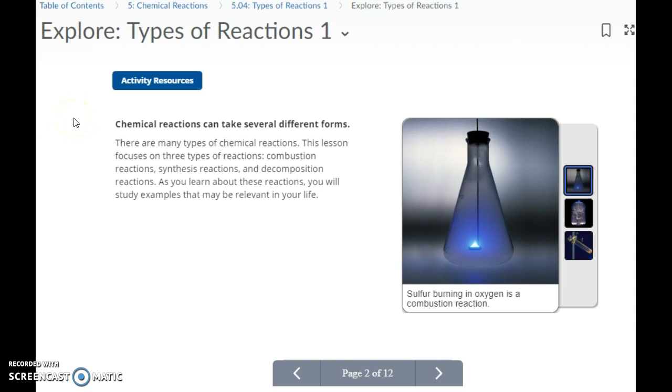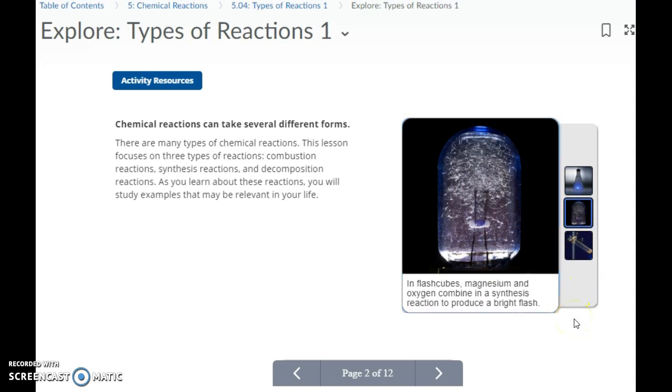All right, chemical reactions can take several different forms. So let's look at the picture. Sulfur burning in oxygen is a combustion reaction. Combustible, combustion, all those, you should usually think about fire or explosions.